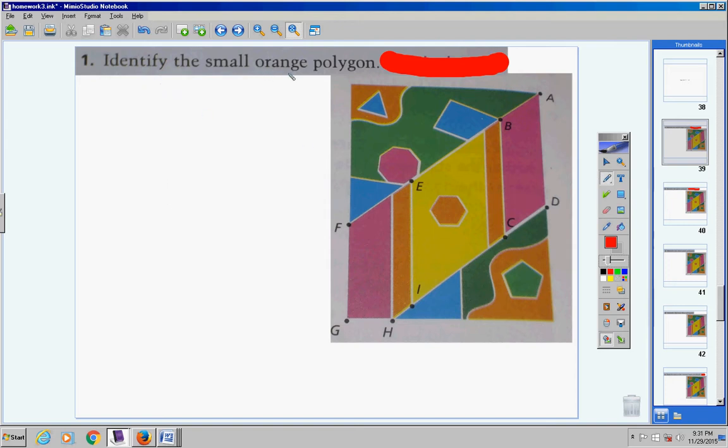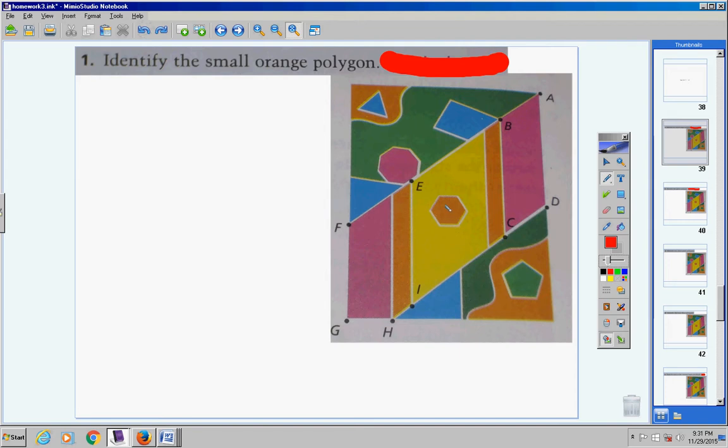Identify the small orange polygon. Now, this orange area here is not a polygon because it has curved sides. This is not a polygon up here because it has curved sides. I see 3 orange polygons. Here's one. That's a polygon. This is a polygon, and this one. It says the small one, so I'm going to assume we're talking about this one.